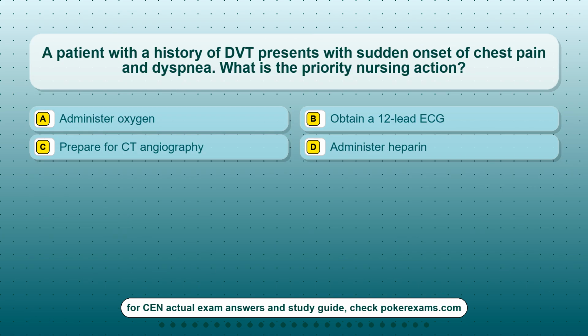Question 18. A patient with a history of DVT presents with sudden onset of chest pain and dyspnea. What is the priority nursing action? Option A, administer oxygen. Option B, obtain a 12-lead ECG. Option C, prepare for CT angiography. Option D, administer heparin.